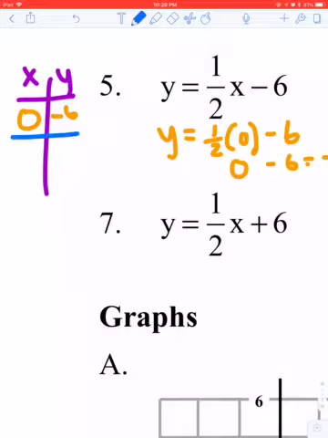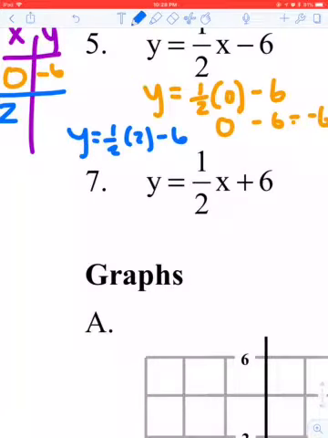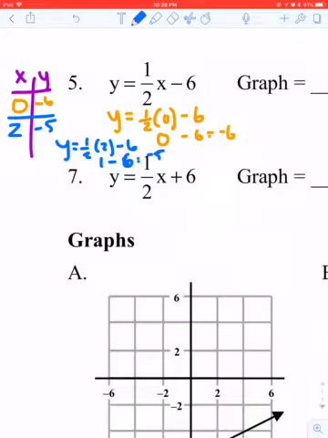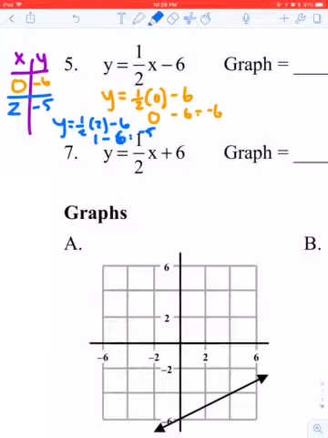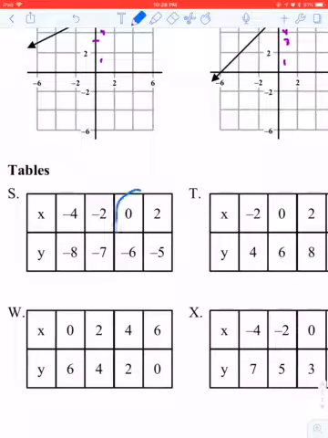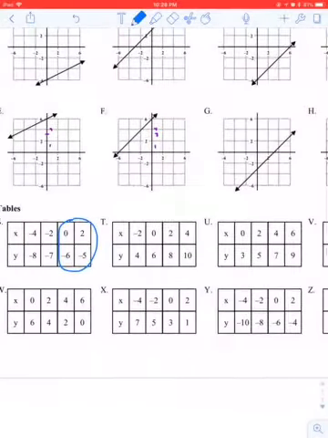Okay, and I'm going to go to 2. So Y is equal to 1/2 times 2 minus 6. 1/2 times 2 is 1. 1 minus 6 is a negative 5. So this is negative 5. So now I'm going to go look for a table that has 0, negative 6, and 2, negative 5. So here you see 0, negative 6, 2, negative 5. So that one's your answer.